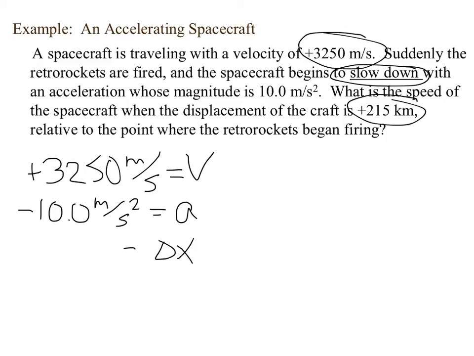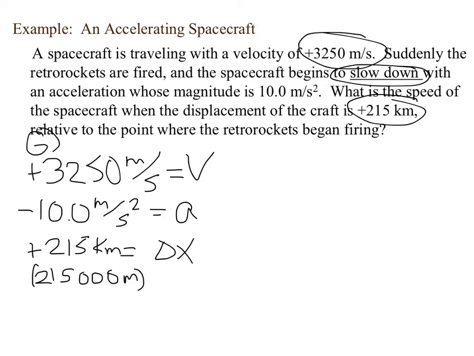So my displacement ends up being in the positive direction, 215 kilometers, which, by the way, if this is kilometers, we should definitely convert that to meters. So just multiply by 1,000, right? So 215,000 meters. There you go. That's delicious. All right, relative to the point of the retro rockets beginning to fire. All right, so a lot going on.